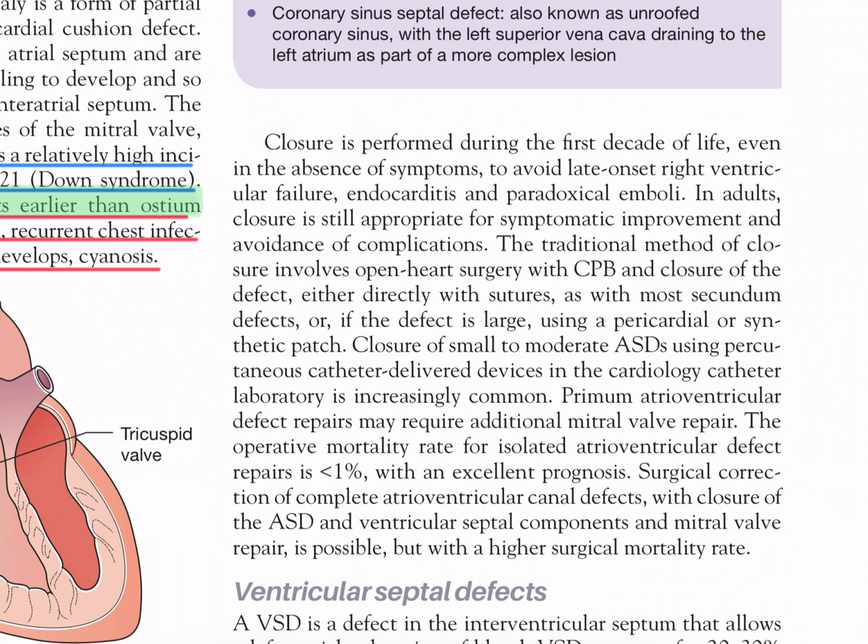Closure is performed during the first decade of life, even in the absence of symptoms, to avoid late onset right ventricular failure, endocarditis, and paradoxical emboli. In adults, closure is still appropriate for symptomatic improvement and avoidance of complications.